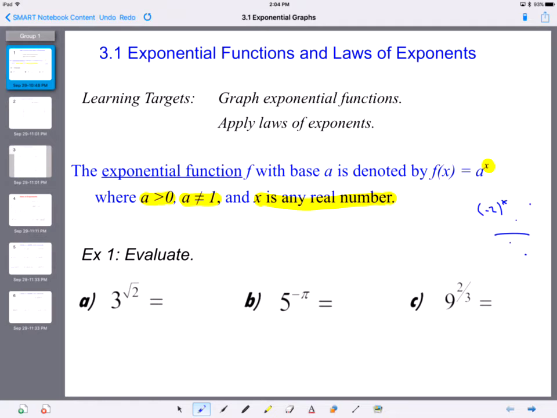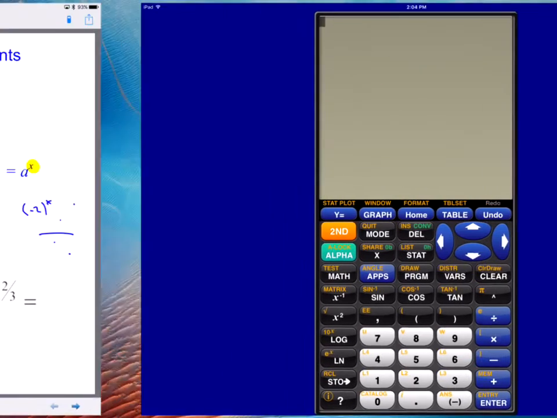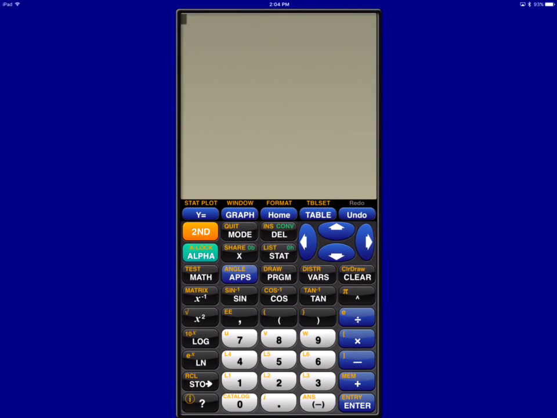A couple quick questions to ask you in terms of using your calculator to do this stuff. If you have 3 raised to the square root of 2, now x can be any real number, so we can have irrational numbers up here like square root of 2, -pi. We can have rational such as 2/3. So let's take this and plug this into the calculator here. The first one was 3 raised to the square root of 2.